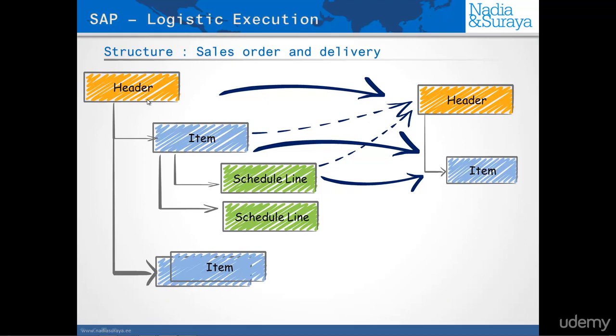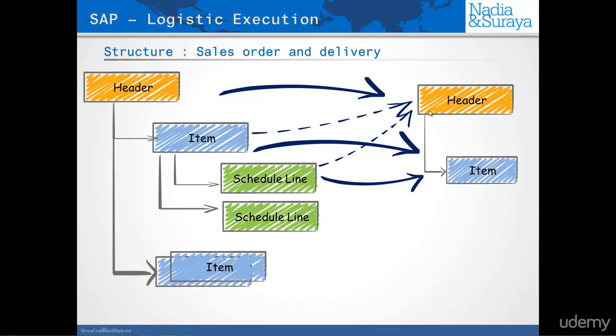We do this by a logic called the copy control, and you can see more details of this in the next lecture. But for now, just assume that there's some logic that copies data from the sales order header to the delivery header. And this is the same for the item. You have an item to item copy, and also from the schedule line. So data from the schedule line we copy into the item of the delivery. Note that there is no schedule line on the delivery at all.